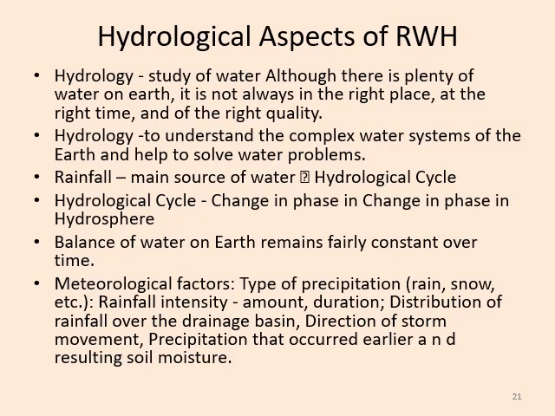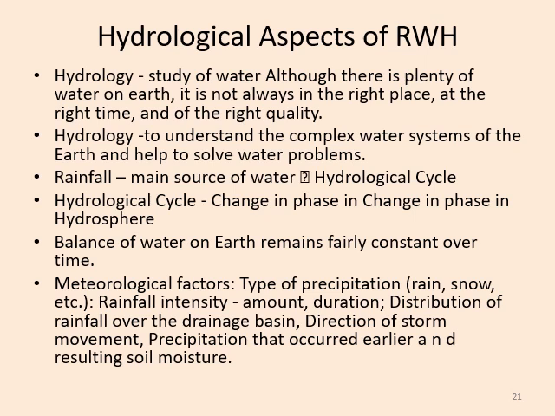There are some hydrological aspects also. Hydrology means the study of water, its path, and its intensity. Although there is plenty of water on earth, it is not always in the right place at the right time, and of the right quantity and quality. So hydrology helps us understand the complex water system of the earth and resolve water resource problems. Rainfall is the main source of the hydrological cycle, and the hydrological cycle means change in phase in the hydrosphere. The balance of water on earth remains fairly constant over time.